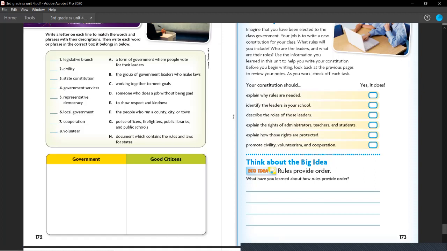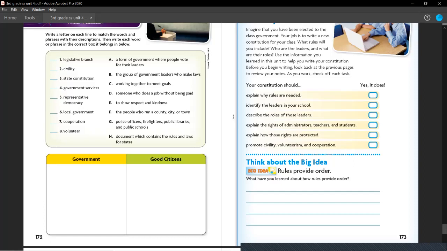So I will help you out with the first one. We have the legislative branch, and you have to go through these different meanings to figure out which one is the legislative branch. Now, if you go through it, the legislative branch is B, the government leaders that make laws. So for number 1, you would write the letter B next to it.